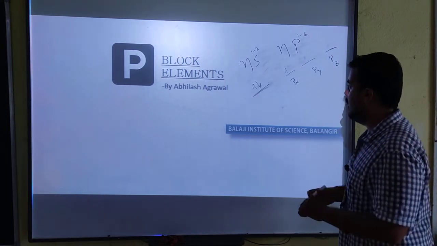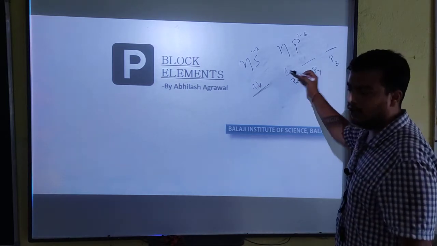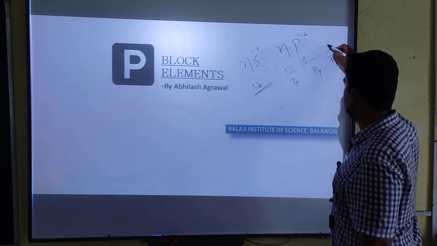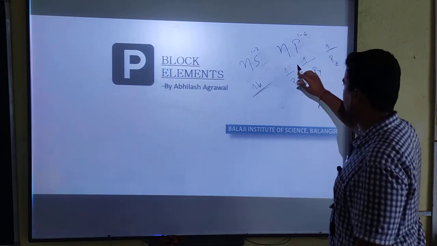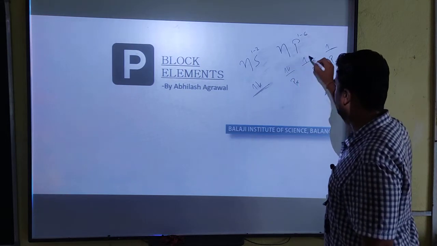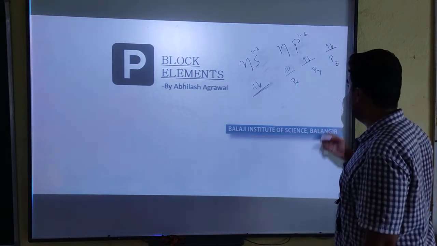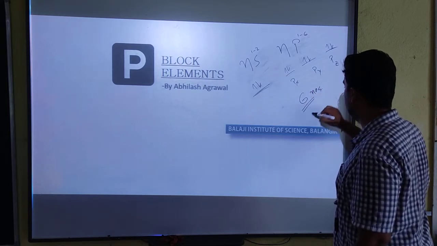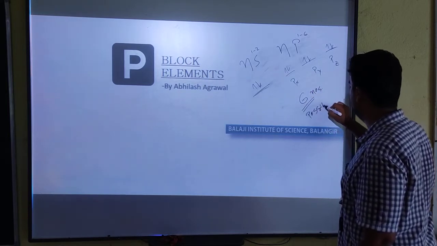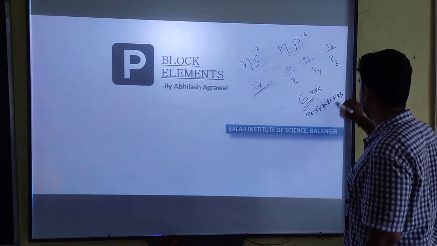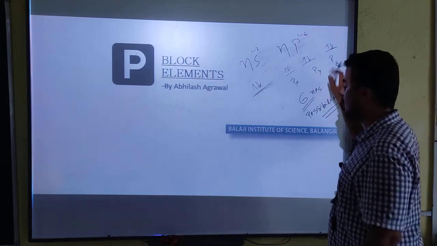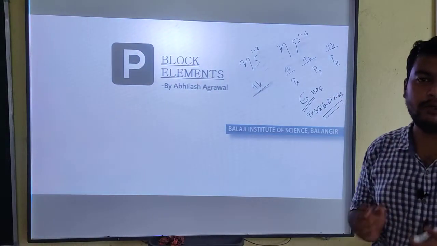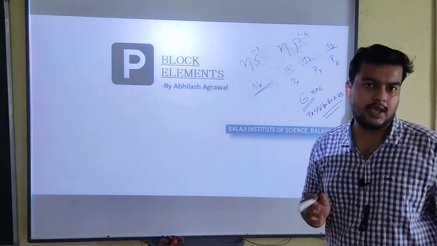There will be one case where only px has one electron. In the second case, py will have one electron. In the third case, pz will have one electron. So there are 3 electrons now. This is 4th, 5th and 6th. So there are a total of 6 possibilities to fill the p subshell. So we can say that there are 6 groups present in the p block element.